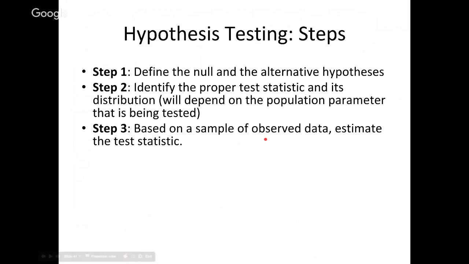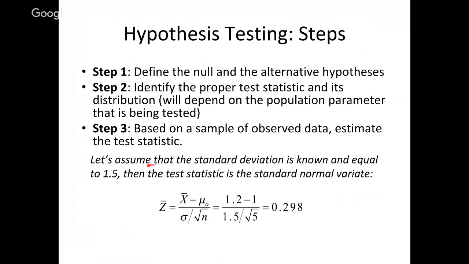Based on the sample of observed data, we need to estimate the test statistic. For the moment, let's assume that the population variance and standard deviation are known, and equal to, in this case, 1.5. So sigma is going to be 1.5.